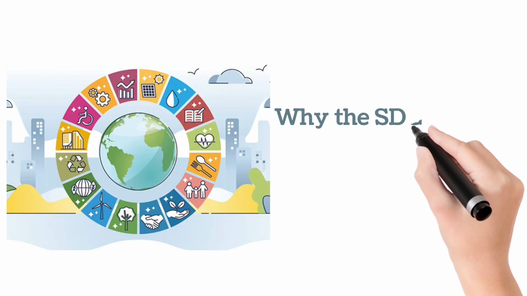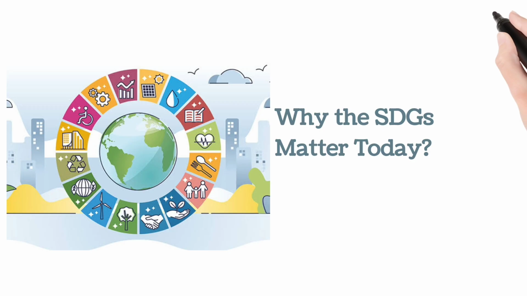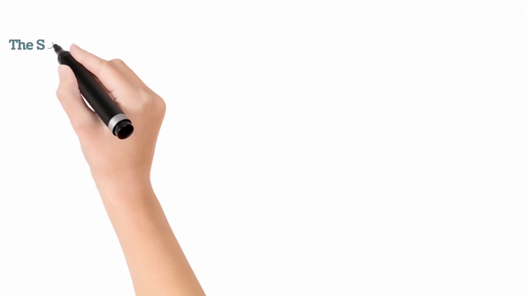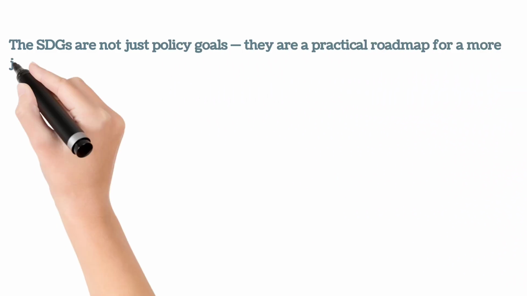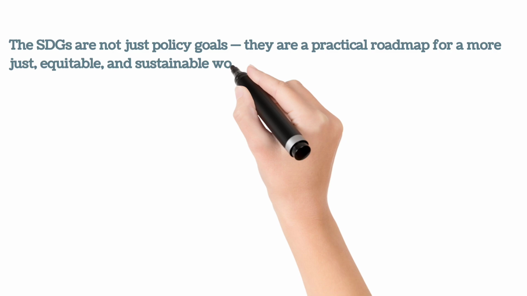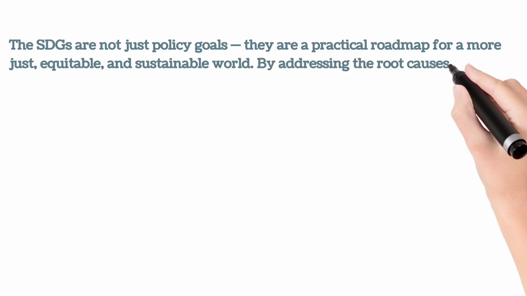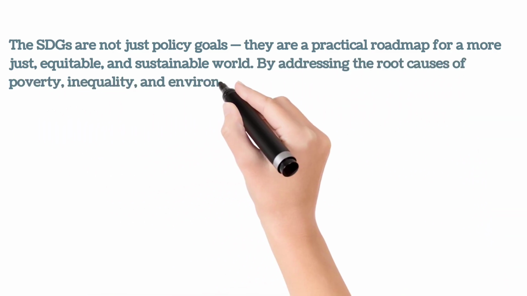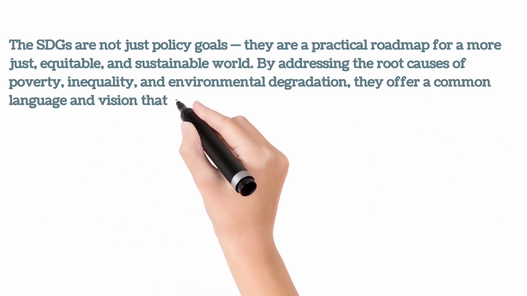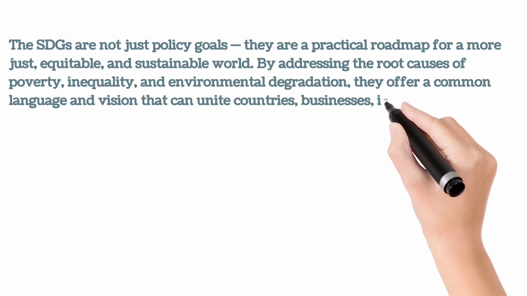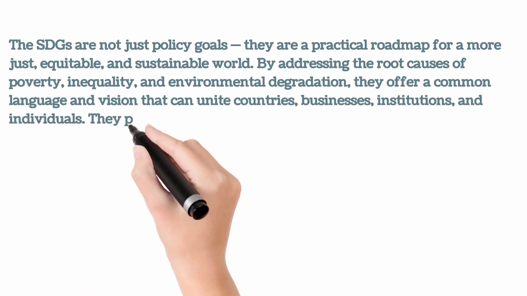Why the SDGs matter today. The SDGs are not just policy goals. They are a practical roadmap for a more just, equitable, and sustainable world. By addressing the root causes of poverty, inequality, and environmental degradation, they offer a common language and vision that can unite countries, businesses, institutions, and individuals.